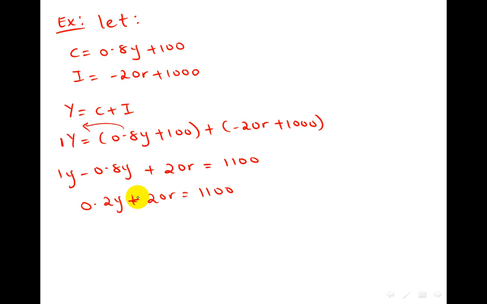Let me revise for you what I did. C is this one. We are given the value of C here, and this is the function of I. Because I got lots of variables, I can eliminate some of them by using this formula. I plug in Y equals C plus I. So I plug in the value of C and the value of I here, and then I collected the like terms. I took the 0.8y to the 1y, and this negative 20r I made positive by bringing it here, and I added the constant numbers, and I got this formula. This formula is called the IS schedule.